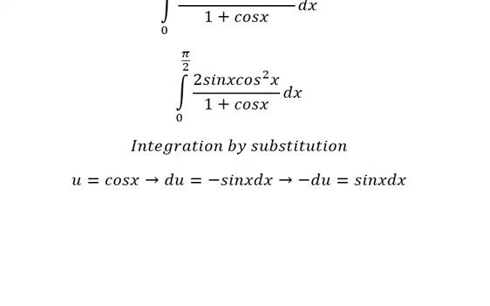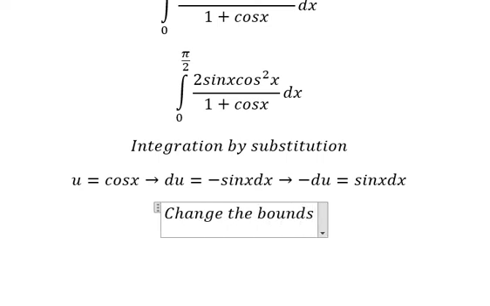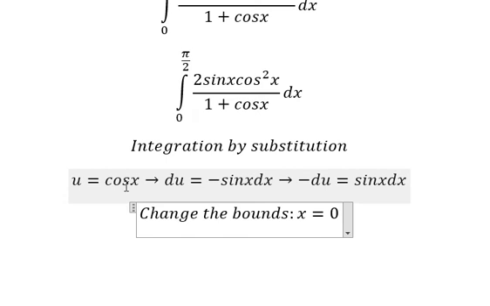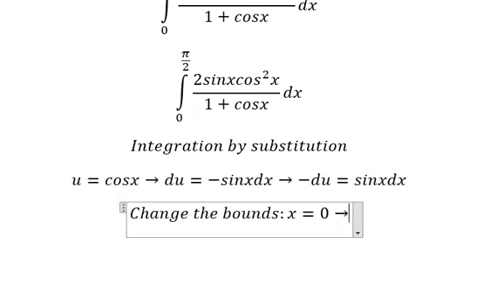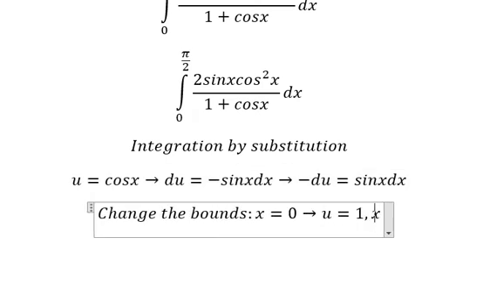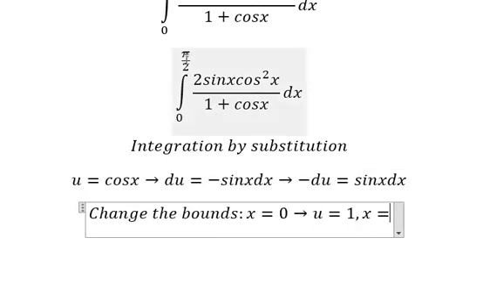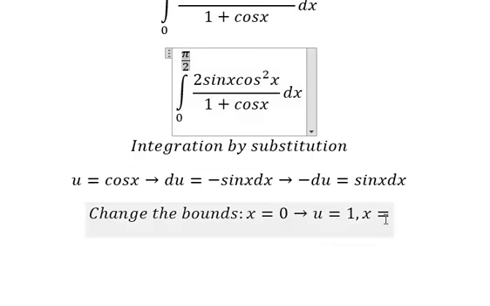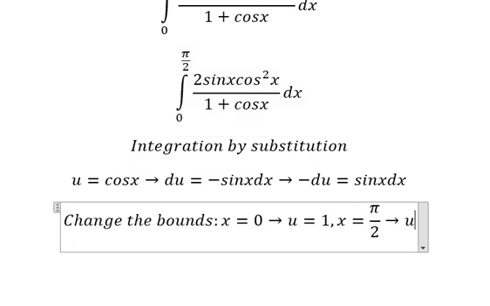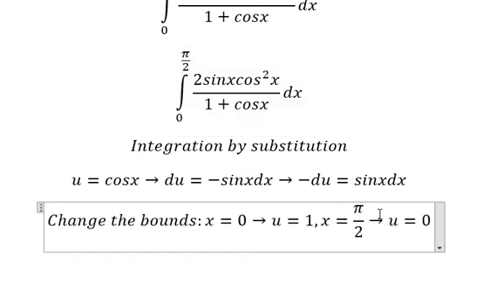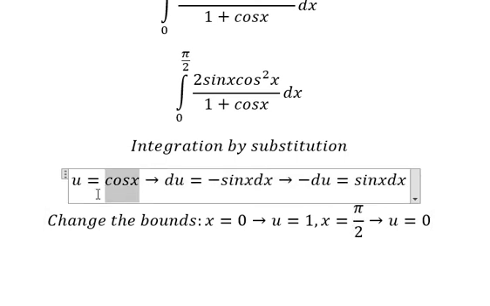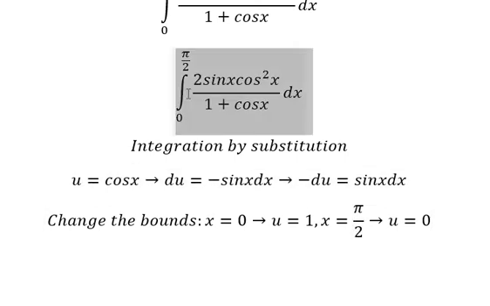Next, we need to change the bounds. When x equals number 0, so we put number 0 in here, so u equals number 1. When x equals pi over 2, we change to u equals number 0, because cosine of pi over 2 in here, we get 0.